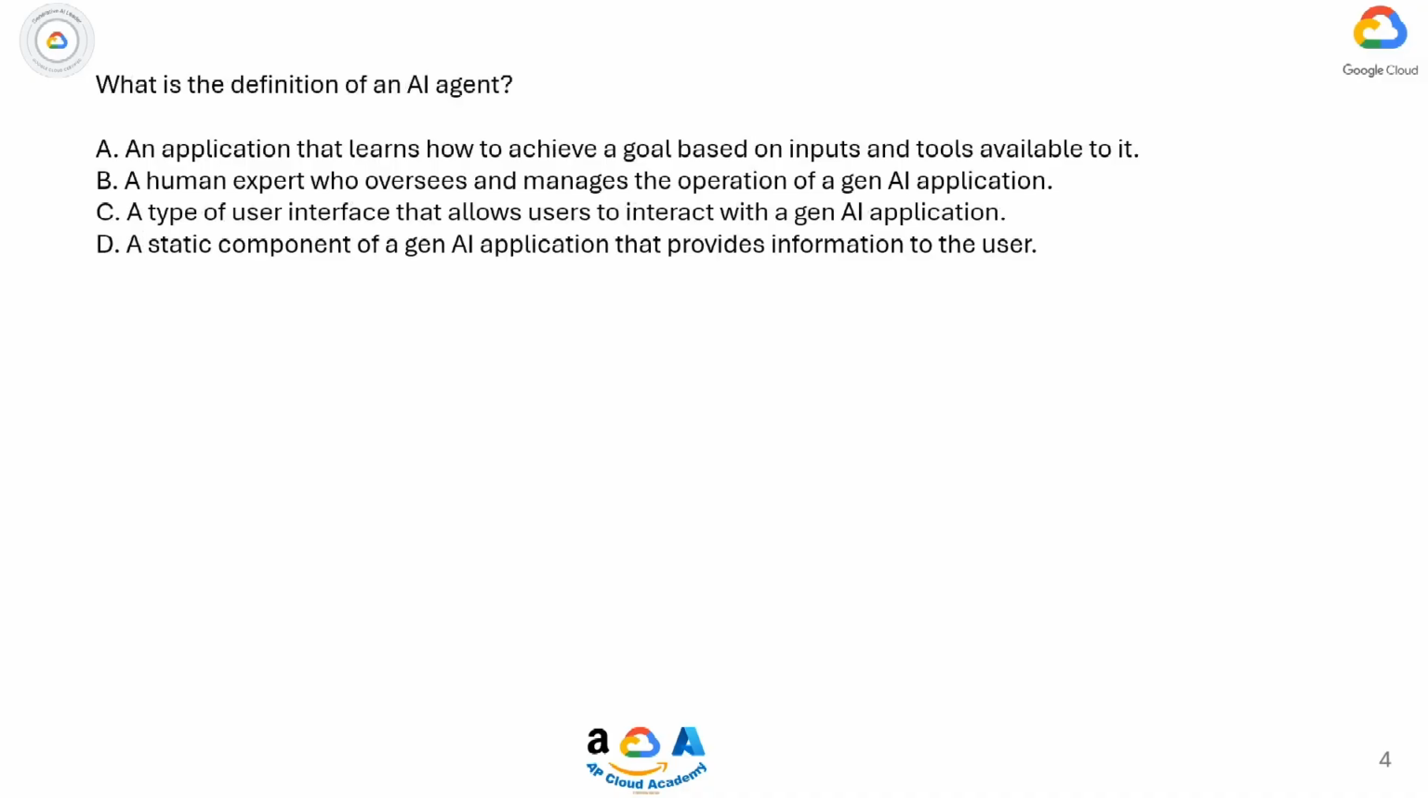What is the definition of an AI agent? A. An application that learns how to achieve a goal based on inputs and tools available to it. B. A human expert who oversees and manages the operation of a Gen AI application. C. A type of user interface that allows users to interact with a Gen AI application. D. A static component of a Gen AI application that provides information to the user.